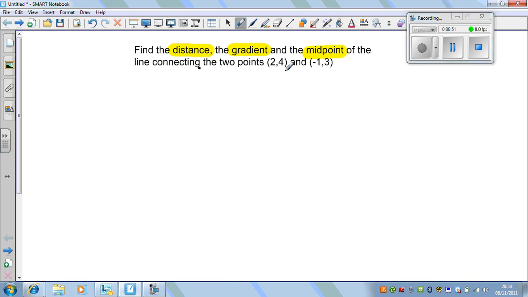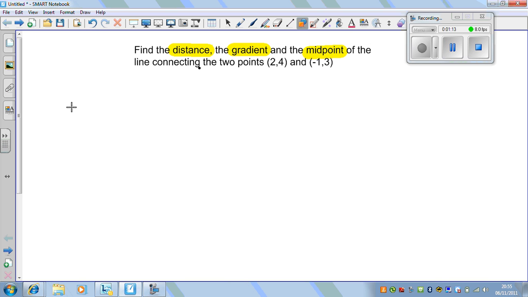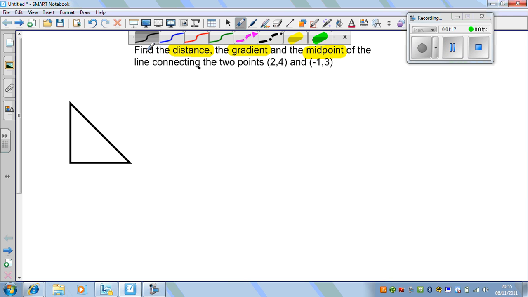So we've got the 2 points here, 2, 4, and minus 1, 3. First of all, we're going to find the distance. Now, the distance of a line between any 2 points can be found using Pythagoras' theorem. Remember, for a right-angled triangle, you will never ever forget this.